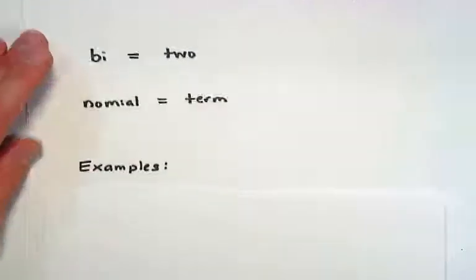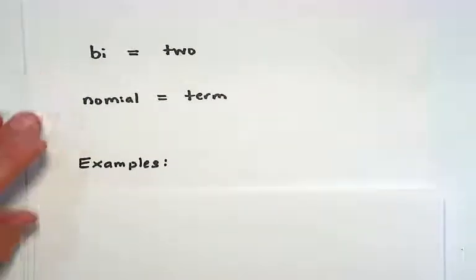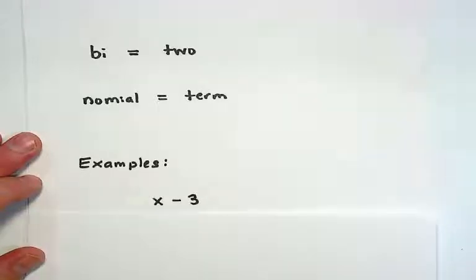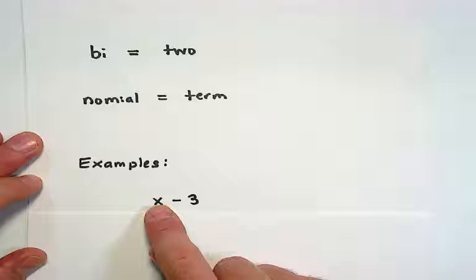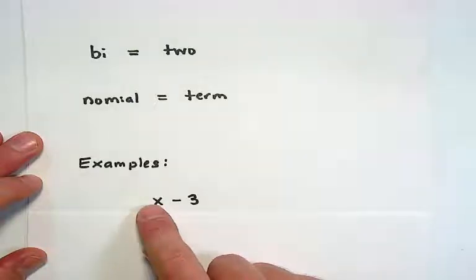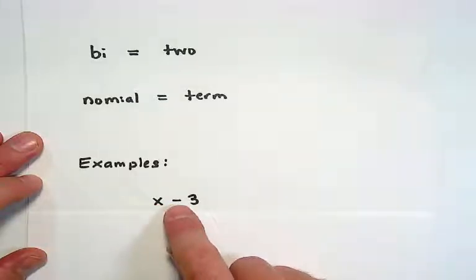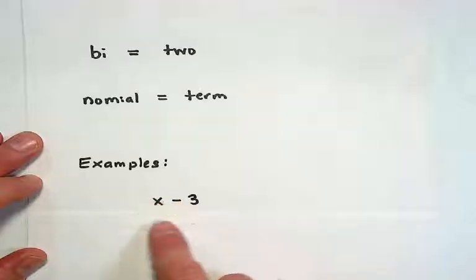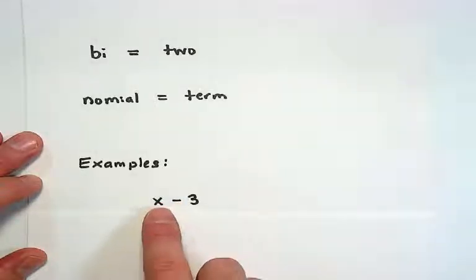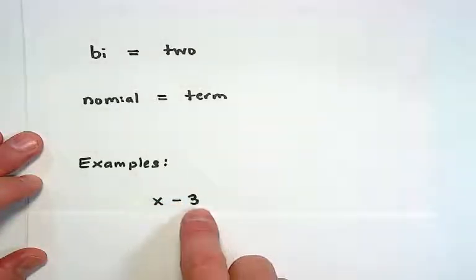Let's take a look at some examples to get our head around what binomials might look like. Here, this is a linear binomial because it is in the form mx plus b. M in this case is 1, b is negative 3. That's a linear binomial. It's a binomial because there are 1, 2 terms.